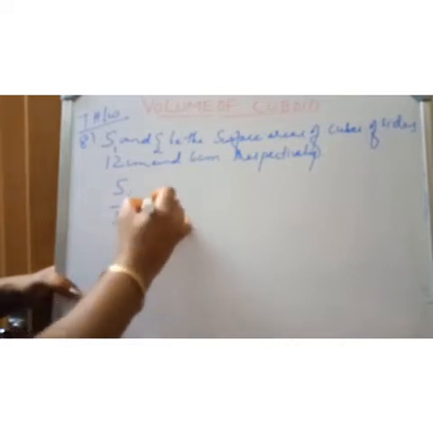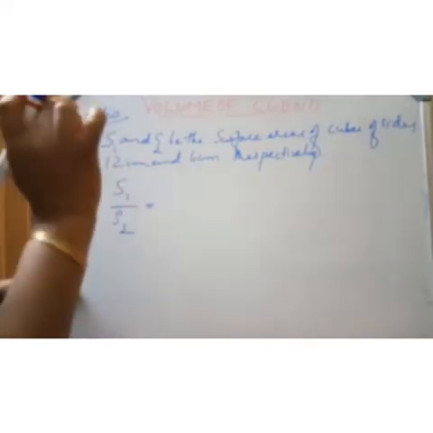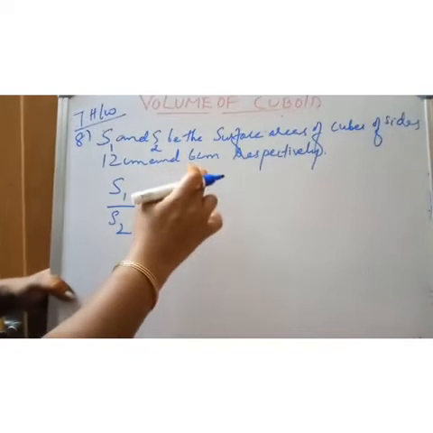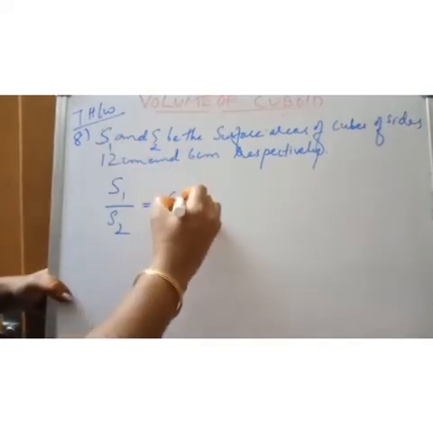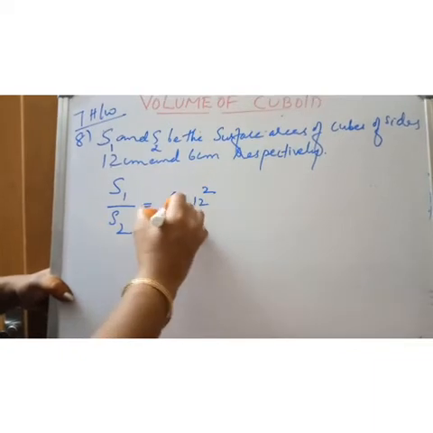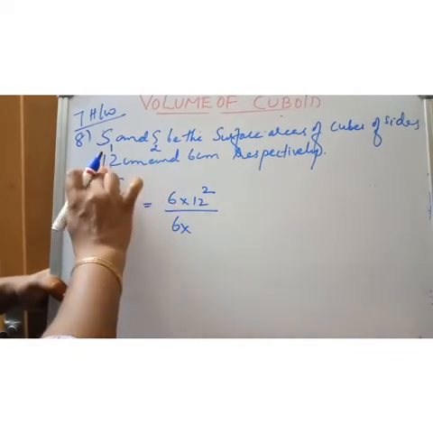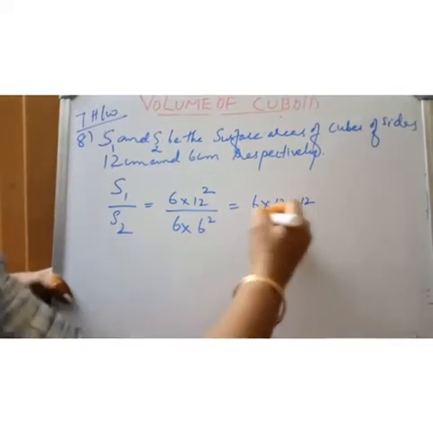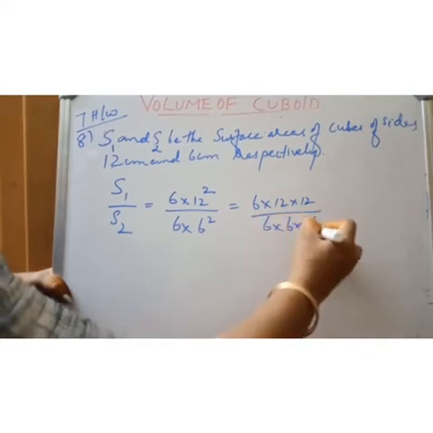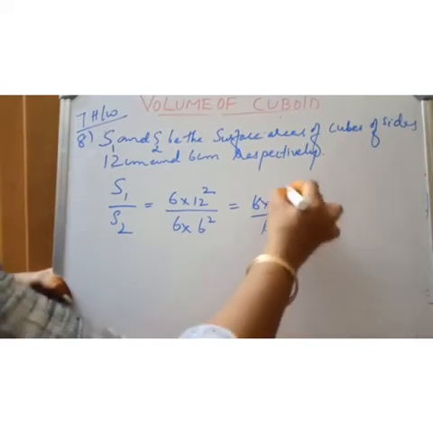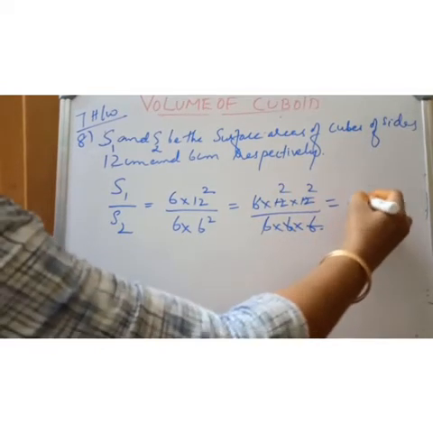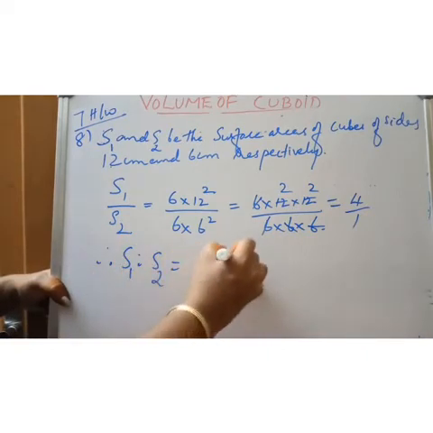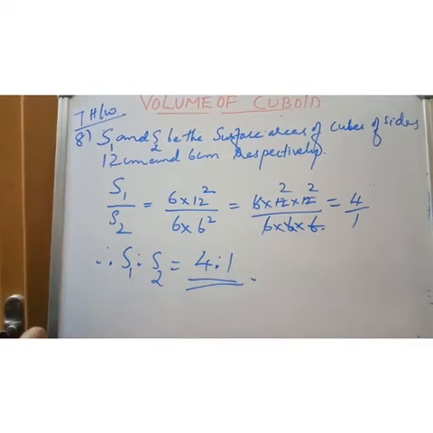S1 I am representing a cube of side 12 centimeter. So what will be the total surface area of a cube? 6a square, isn't it? So 6a square, here a is 12. So 6 into 12 square divided by 6 into, here side is 6, so 6 square. That is 6 into 12 into 12 divided by 6 into 6 into 6. 6 and 6 get cancelled. So 4 divided by 1. Therefore, S1 is to S2 is equal to 4 is to 1. Understood clearly, children?